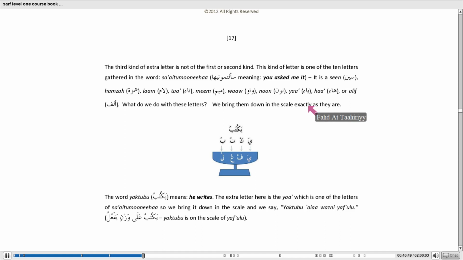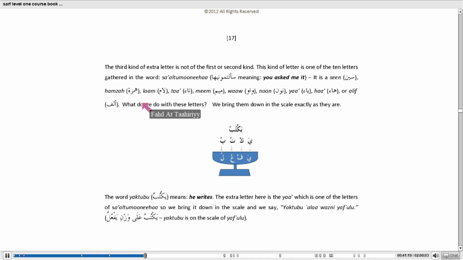Barakallahu fikum means may Allah bless you. And واضح means is this clear? Okay? So, سألتمونيها, those letters are the extra letters that are found in words other than the first two types of extra letters. Okay?